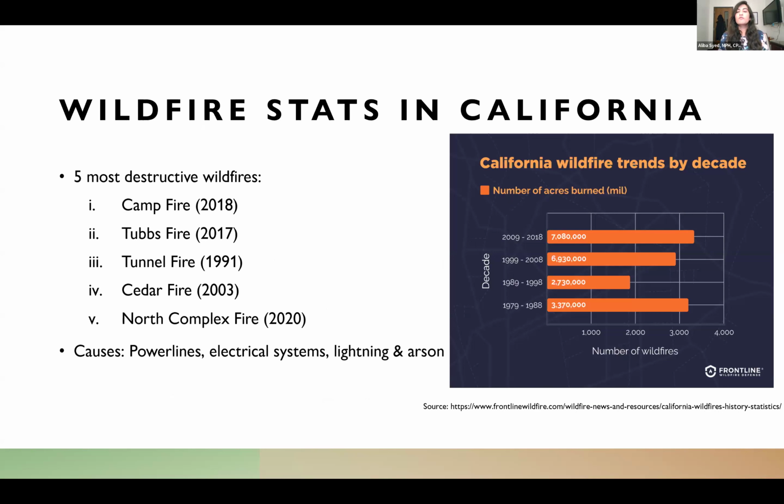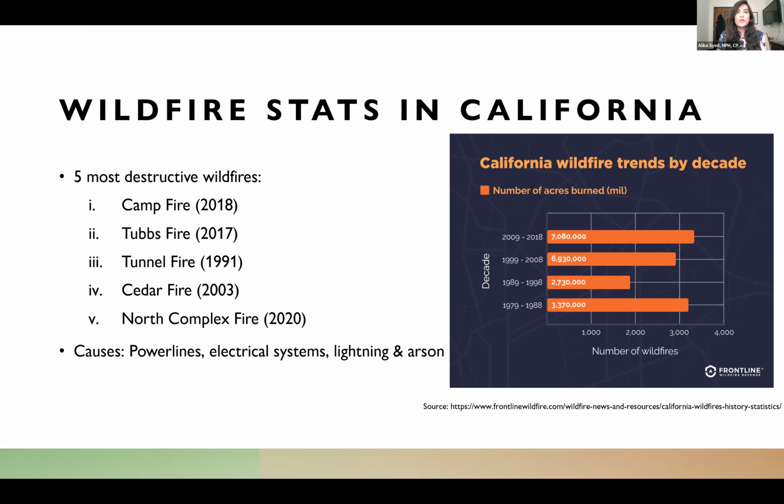Before 2025, the five most destructive wildfires that occurred in California were the Camp Fire of 2018, Tubbs Fire of 2017, Tunnel Fire of 1991, Cedar Fire of 2003, and North Complex Fire of 2020. The Palisades and Eaton fires of 2025 that I went over in the beginning of this lecture are now part of this list as well. Some of the causes of Californian wildfires have been found to be power lines, electrical systems, lightning, and arson.